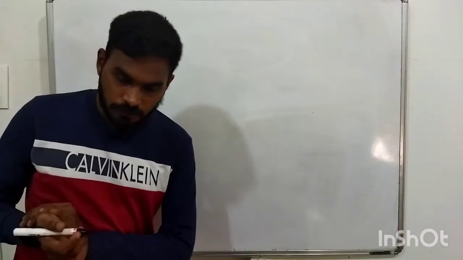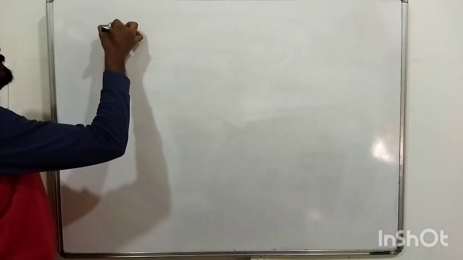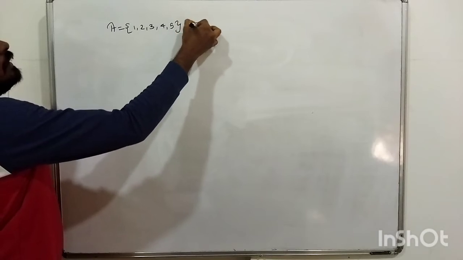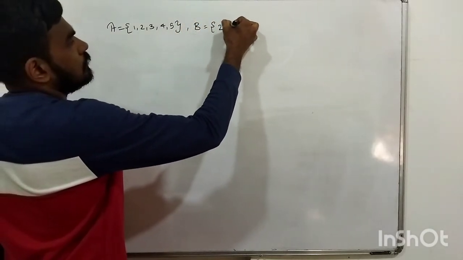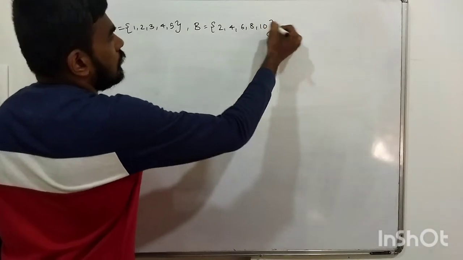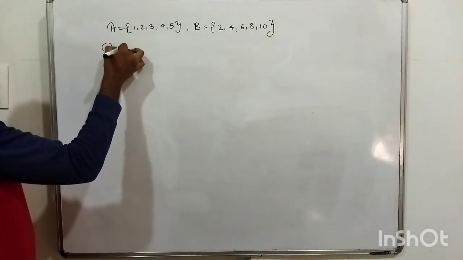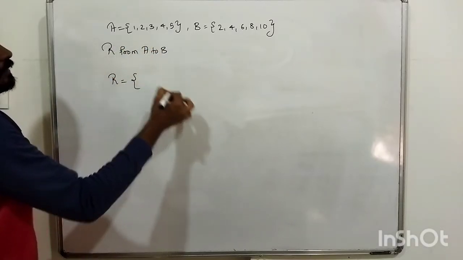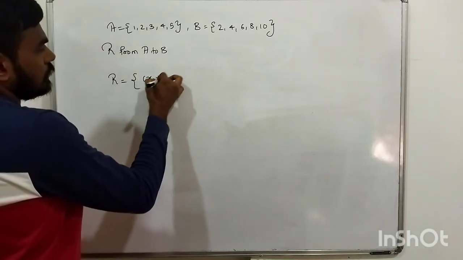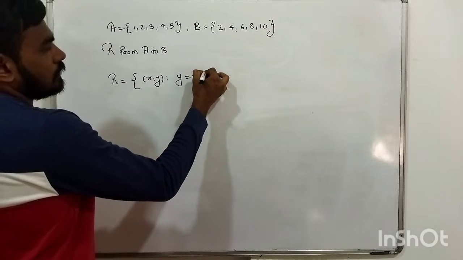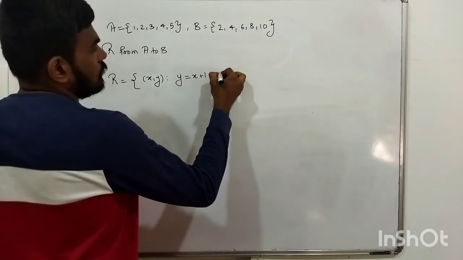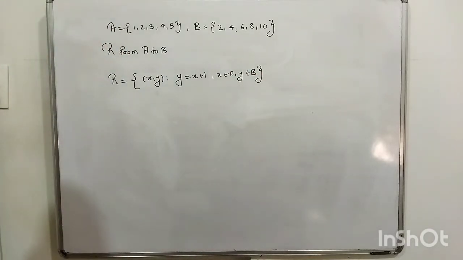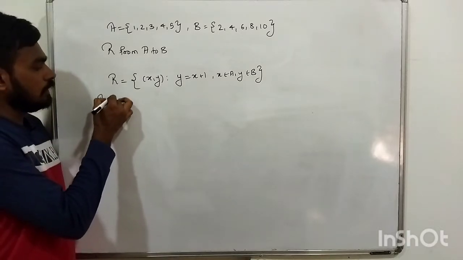Okay, so we'll do one more problem. Let A is equal to {1, 2, 3, 4, 5} and B is equal to {2, 4, 6, 8, 10}, and we define a relation R from A to B as R is equal to {(X, Y) such that Y is equal to X plus 1}, where X belongs to A, Y belongs to B. Now we write it in arrow diagram and then roster.